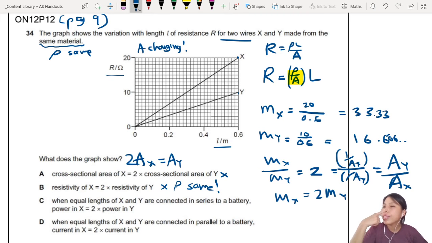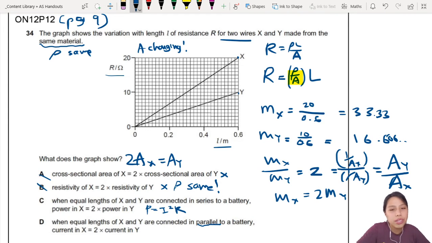Okay. What else? When equal length of X and Y connected to battery, power X is power Y. Oh, we come to power now. P equals to IV, P equals V squared over R and all those kind of things. Maybe correct. Because P is I squared R or V squared over R. So maybe that one is correct. So we cancel out A and B first. Let's check D first. When same length are connected parallel to a battery, the current in X is 2 times current in Y.